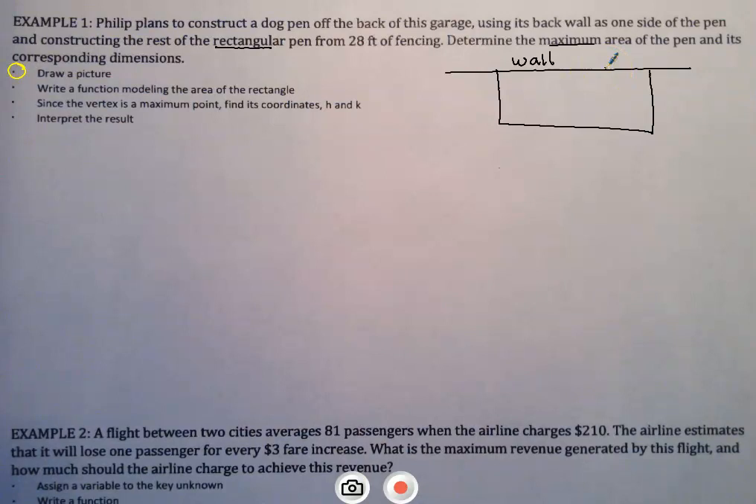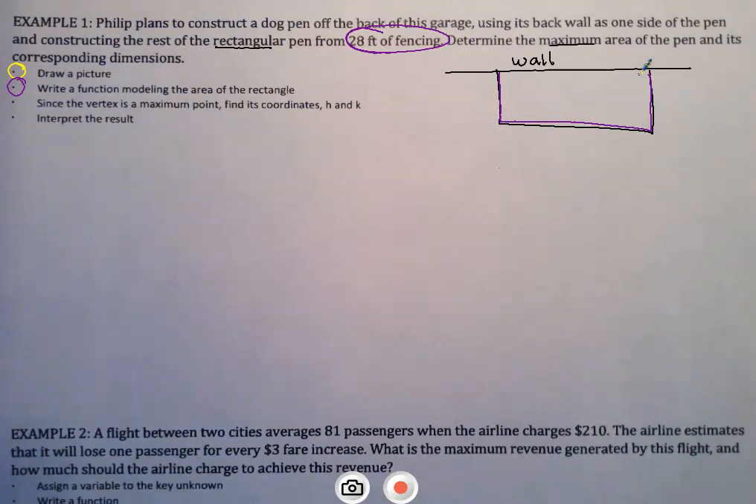But how would we label this? Because the next step is to write a function modeling it, but I need some labels here. There's nothing that tells us how to label it, though. There's only the word wall, but that's it. There's one more piece of information: the 28 feet. We have 28 feet of fencing. That's huge. So we know that this is our fence, and that fence has to be 28 feet.